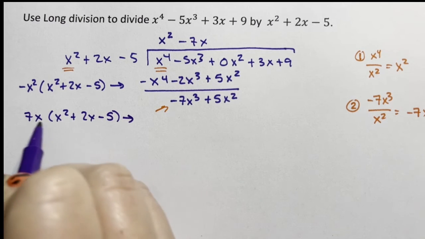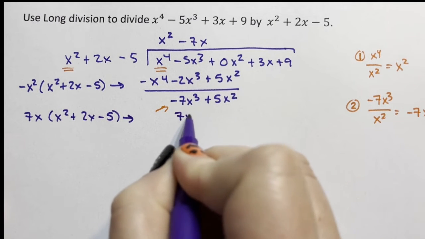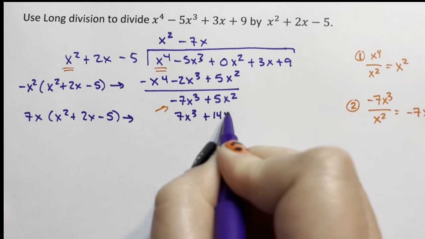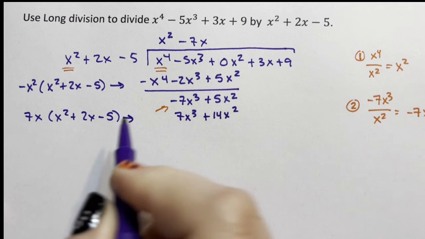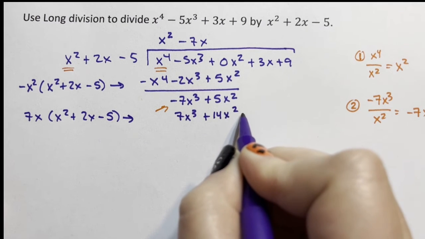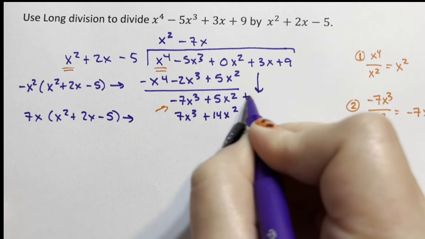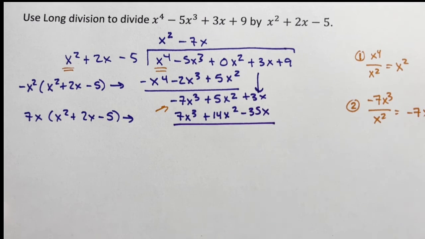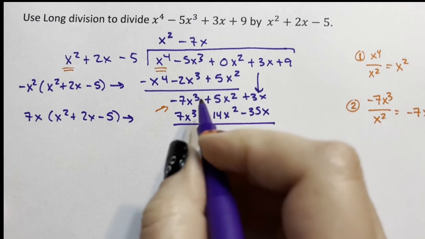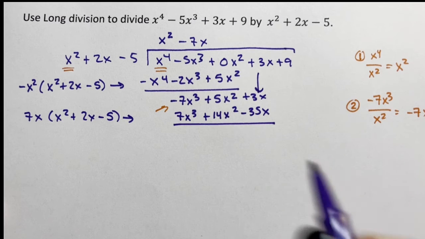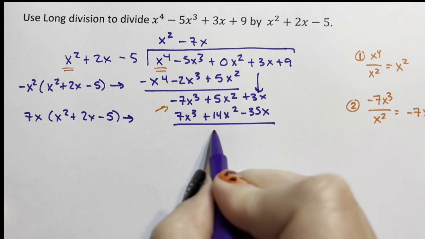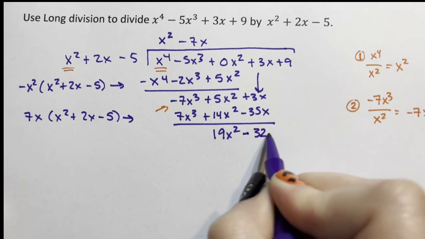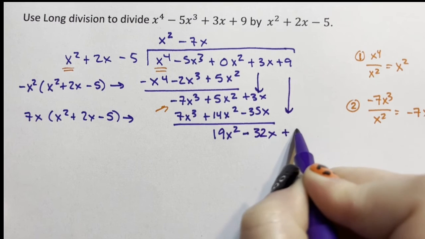Bring that over. 7x times x squared is 7x cubed. 7x times 2x is 14x squared. And 7x times negative 5 is negative 35x. I should bring this down. Plus 3x. Negative 35x. Okay, so when I add these together, those go away as is by design. Then we have 19x squared minus 32x. This time I'm not going to forget to bring down my 9.